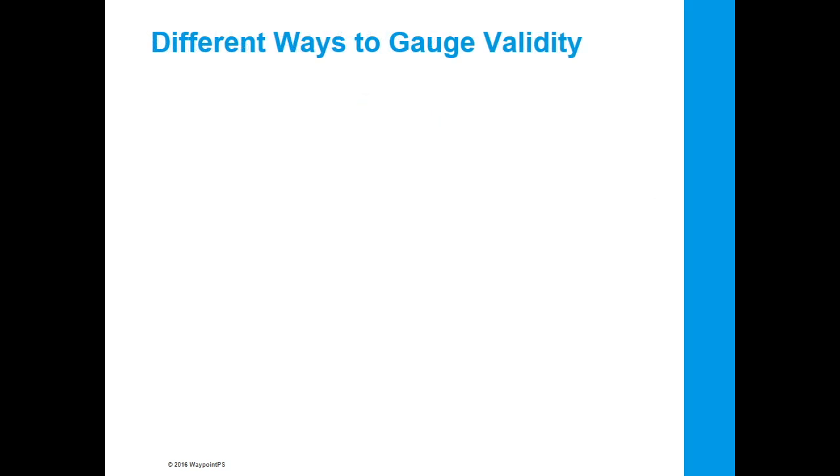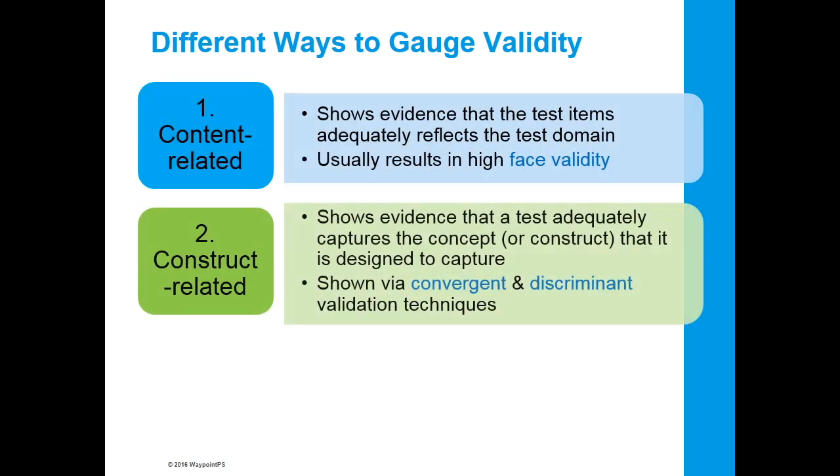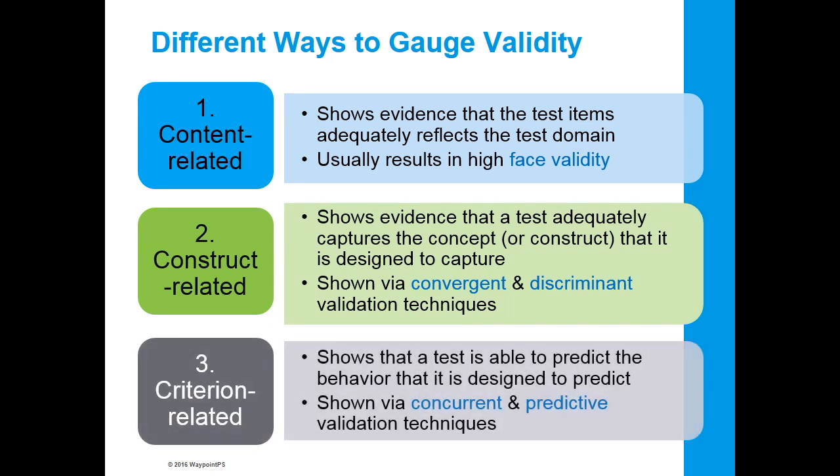So what are the different ways to gauge validity? Here I show three different approaches to gauging validity: content, construct, and criterion-related. I'll talk about each of these in detail in the subsequent slides, but for now, content has to do with whether or not your test items are adequately covering the test domain, the space. Construct-related validity has to do with the concept itself. Are you actually capturing that psychological concept that you're trying to capture? And the third, criterion-related validity, we're interested in predicting behavior. Does your assessment actually predict the behavior of interest?